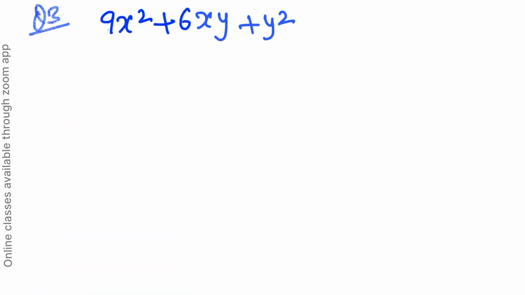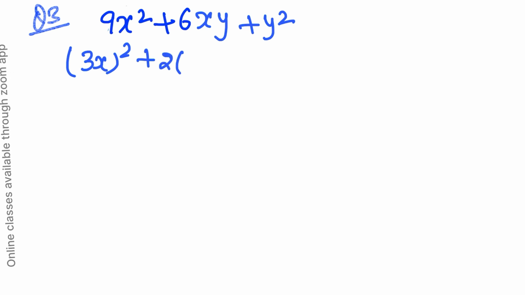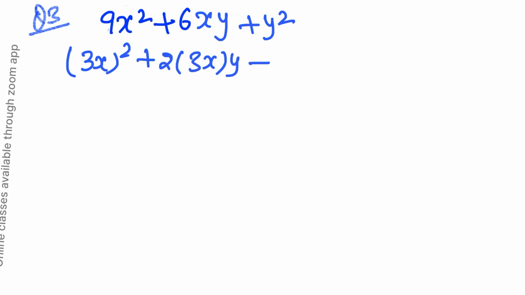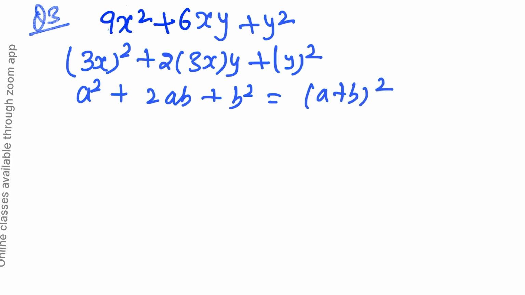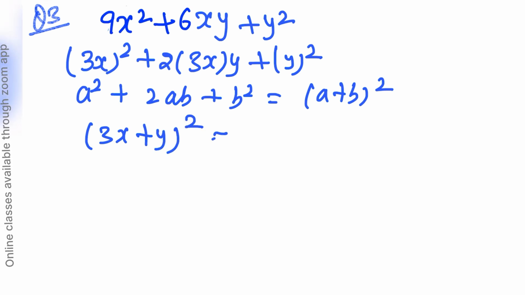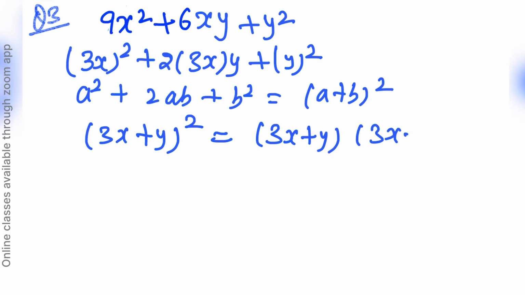Next question is question number 3. Factorize using appropriate identities: 9x square plus 6xy plus y square. It becomes (3x) whole square plus 2 into 3x into y plus y whole square. So this becomes a square plus 2ab plus b square, which is equal to (a plus b) whole square. So here a becomes 3x and b becomes y. So (3x plus y) whole square. As this is a factorization, the power is 2, it means we need to write this 2 times. So that means (3x plus y) into (3x plus y).